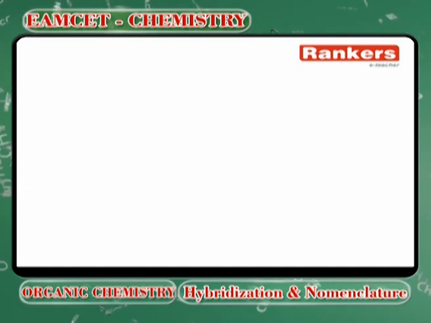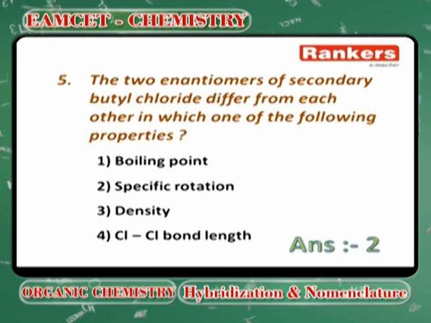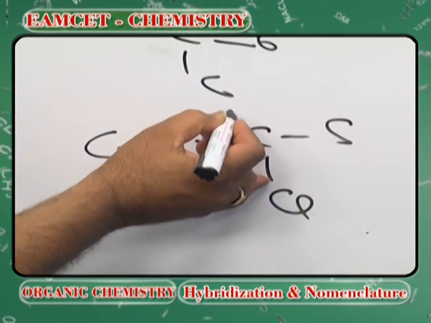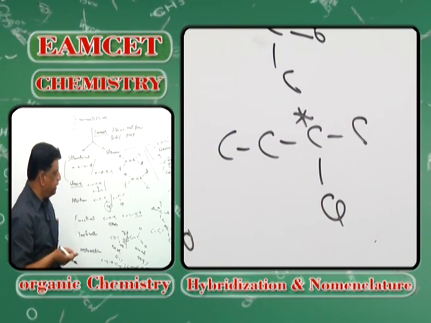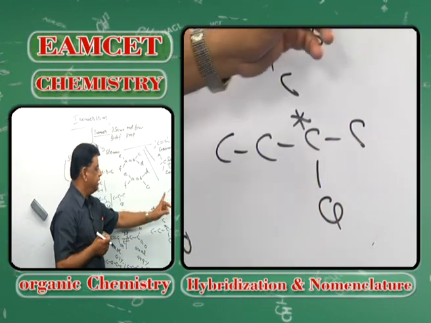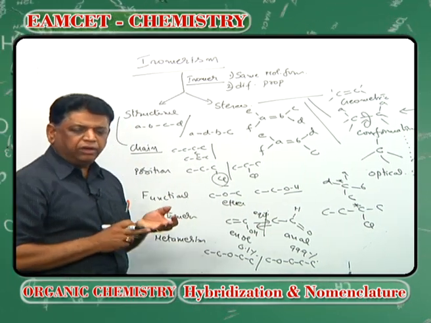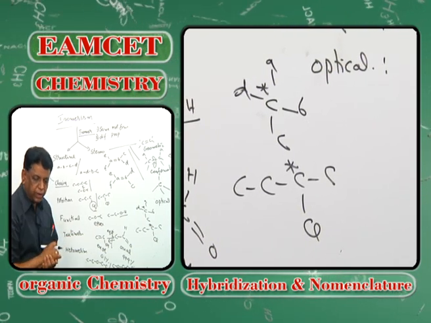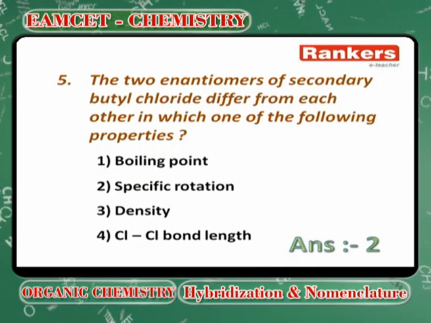Next, the 2 enantiomers of secondary butyl chloride differ from each other. Secondary butyl chloride has 4 carbons, the chlorine is at the second carbon, and this carbon is a chiral carbon. So this exists in 2 isomeric forms, which are mirror images of each other and non-superimposable. They will have the same boiling point, and all physical and chemical properties will be the same except the optical rotation, that is the specific optical rotation will be different, so the second is different.